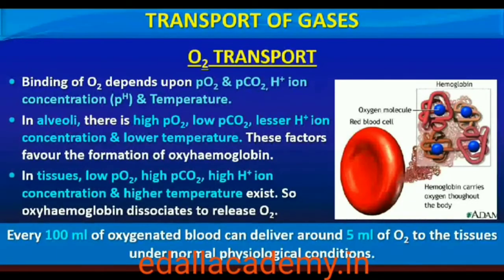In the alveoli, where there is high PO2, lower PCO2, lesser H+ concentration and lower temperature, the factors are all favorable for the formation of oxyhemoglobin, whereas in the tissues, where there is low PO2, high PCO2, high H+ concentration and higher temperature, the conditions are favorable for dissociation of oxygen from the oxyhemoglobin. This clearly indicates that O2 gets bound to hemoglobin in the lung surface and gets dissociated at the tissues. Every 100 milliliters of oxygenated blood can deliver around 5 milliliters of O2 to the tissues under normal physiological conditions.